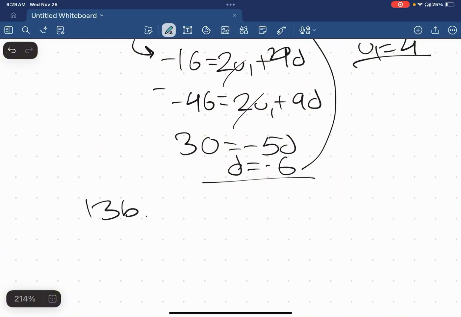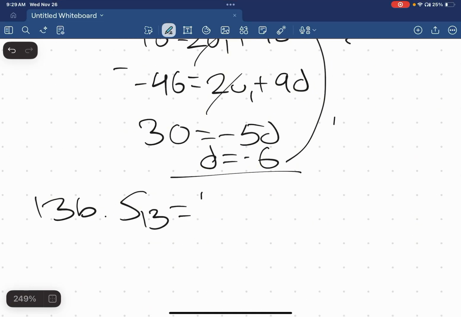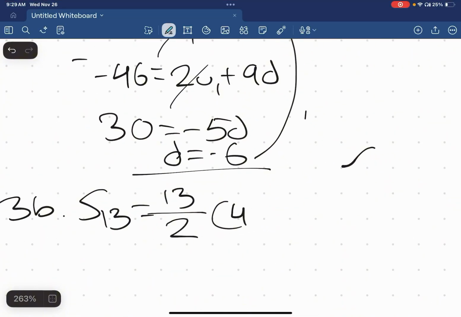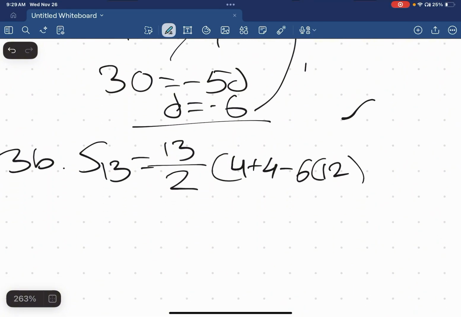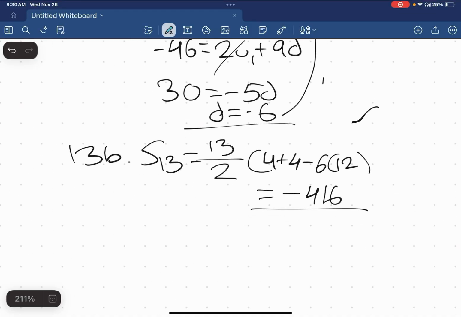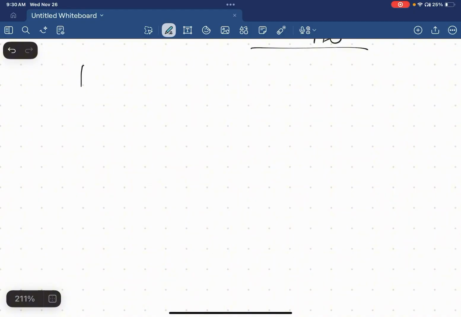Now we need to find the sum of the first 13 terms. So let's plug all this back in. 13 divided by 2 times u1, which is 4, plus u1 plus the common difference of -6. So let's subtract that. It's 12. That ends up equaling -416. There we go. All right, we're almost there. These exercises do take long, I'll say.